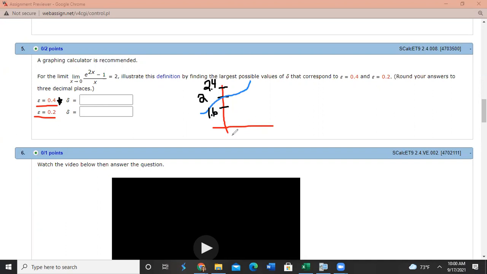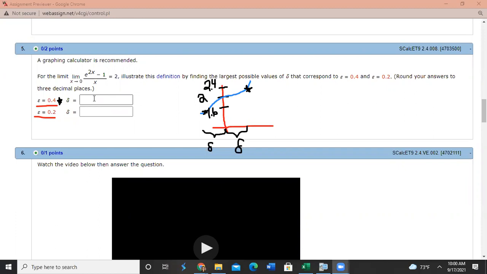Okay, so what we're going to do is find the x values that correspond first. You can do it in either order really, but I'm going to first find the x value for 2.4, and then I'm going to find the x value for 1.6. Those will give me possible deltas. Then we're going to pick the smallest one, and that is going to be the largest possible value of delta that corresponds to 0.4.